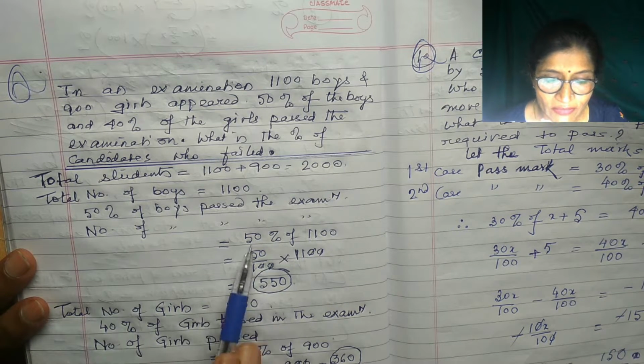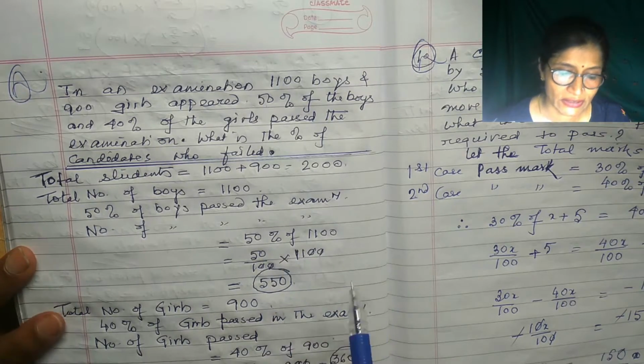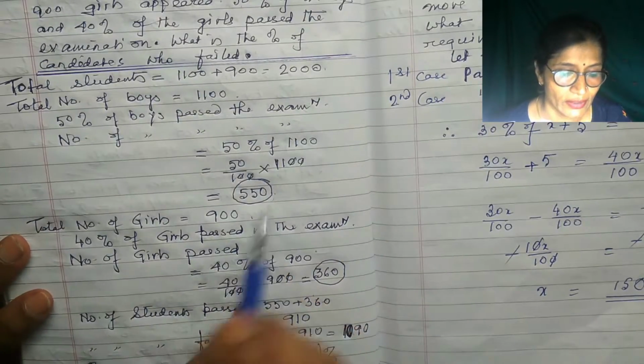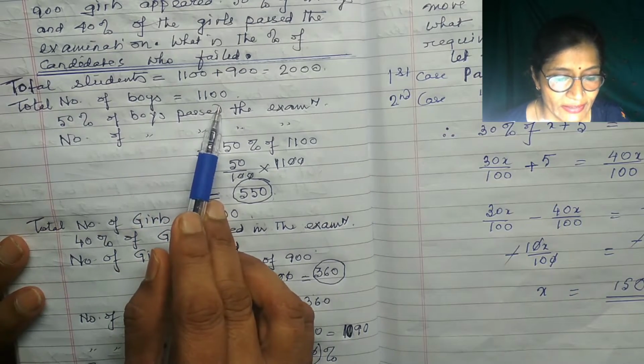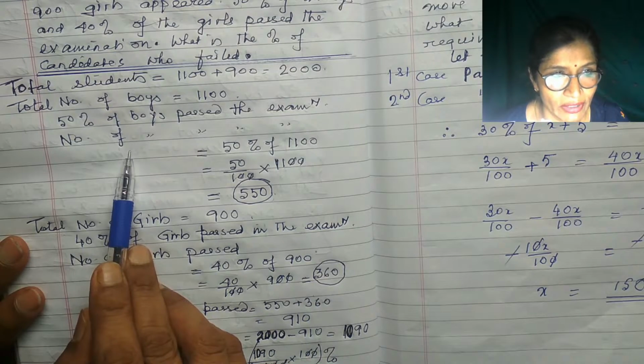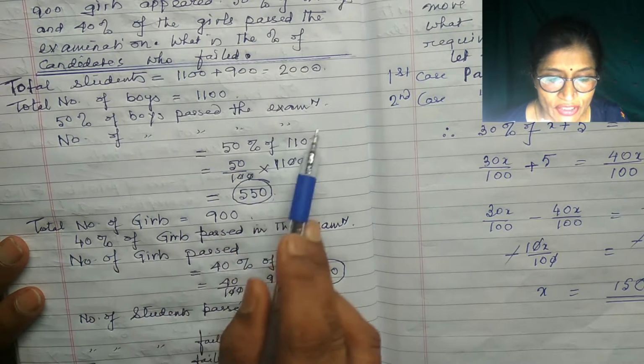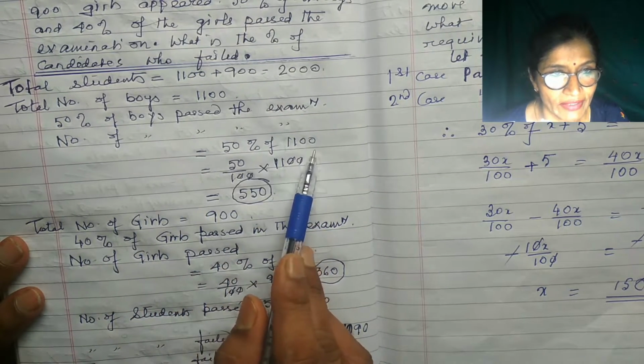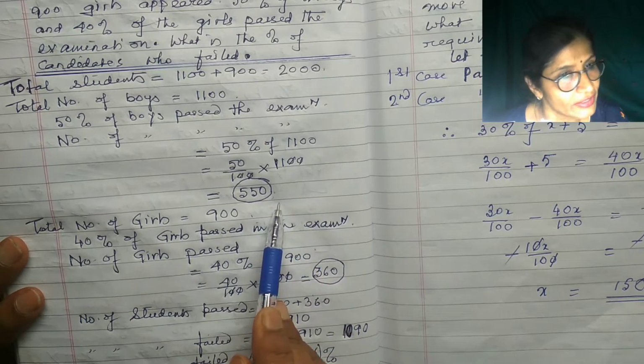So 50% of the total number of boys is 550. Here the total number of boys is 1100, and 50% of the boys passed the examination. So in terms of number, the boys who passed the examination will be 50% of 1100, that is equal to 550.